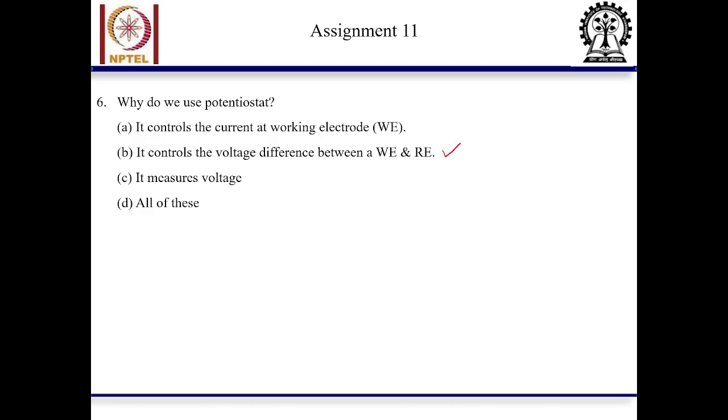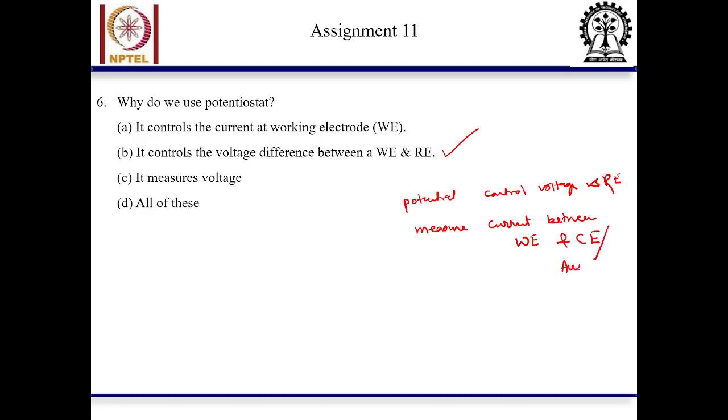Okay, so this is the correct answer. Basically, in potentiostat we control the voltage versus the reference electrode, and measure the current between the working electrode and counter electrode. Counter electrode is also known as the auxiliary electrode.